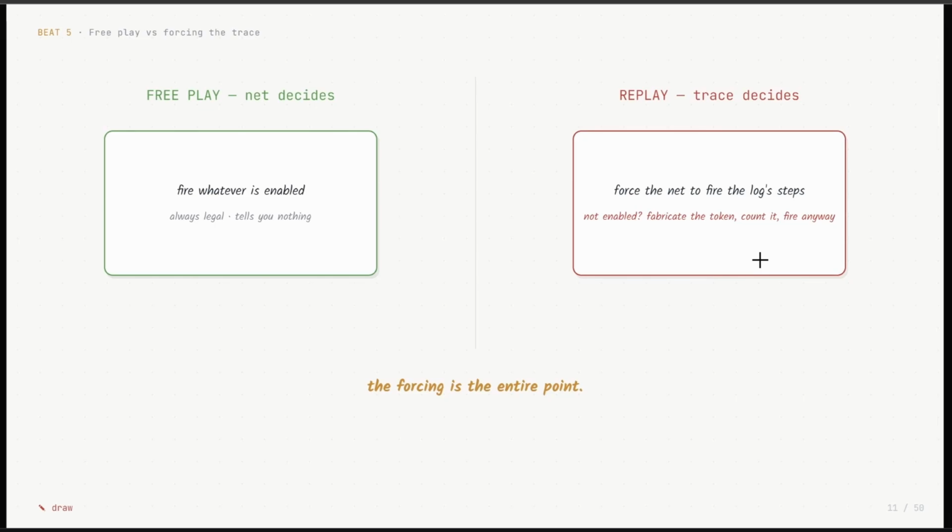So if I do the replay, we are flipping the control. I'm forcing the net to fire the transitions that I'm finding on the log. And when the trace demands a transition that is not enabled, I am adding a token that I'm creating to force the execution of the trace. That's what we call a missing token. We have already spoken about that in the Petri net video. Now we're going to explain it again.